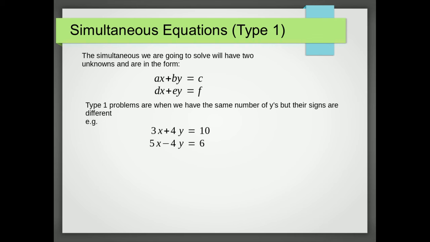We're going to call the type 1 equations equations where we have the same number of y's but the signs are different. And in the example I give you here, we've got plus 4y's and minus 4y's.